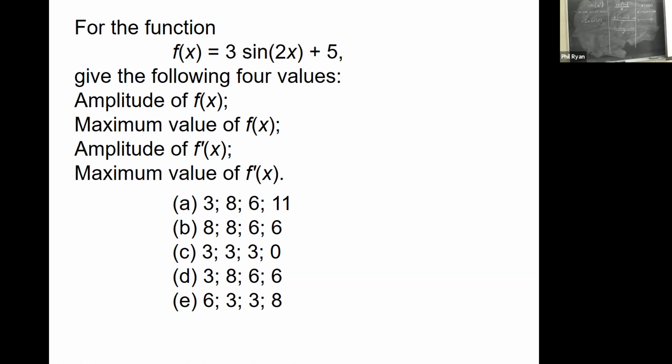Okay. What's the amplitude of the derivative? Well, what happens when we take the derivative? We multiply by 2, right? So the amplitude is 6. What's the maximum value? No, because what happens when we differentiate 5? It's 0. So the amplitude is also the magnitude. So the actual answer is D. So you said E, right? Okay.